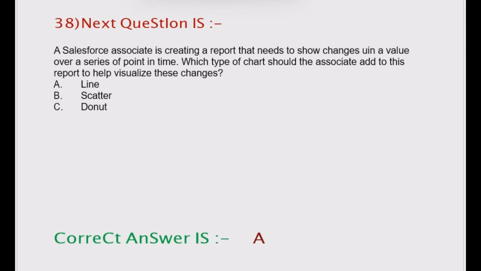Question is, a Salesforce associate is creating a report that needs to show changes in a value over a series of points in time. Which type of chart should the associate add to this report to help visualize these changes? Option A, line. Option B, scatter. Option C, donut. Correct answer is option A.